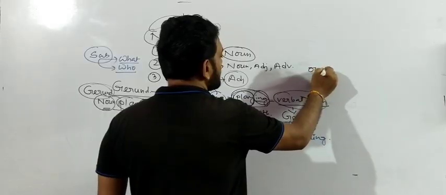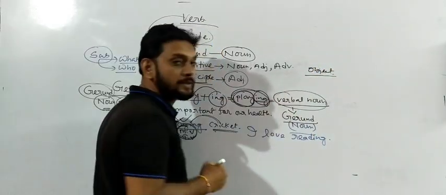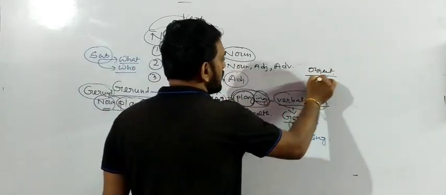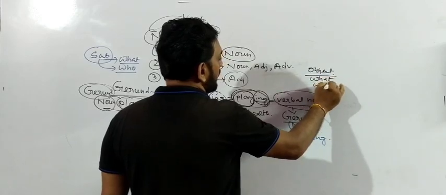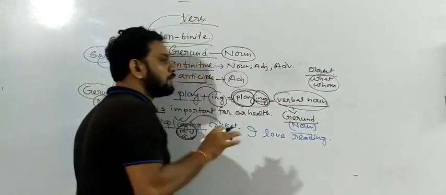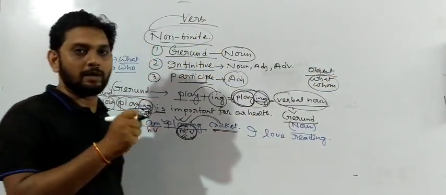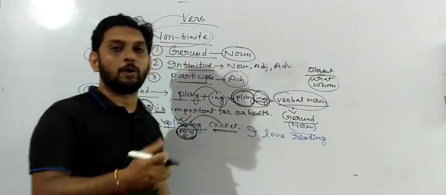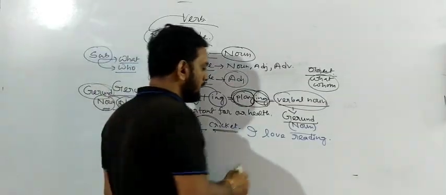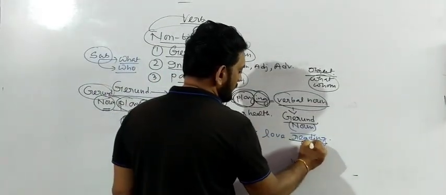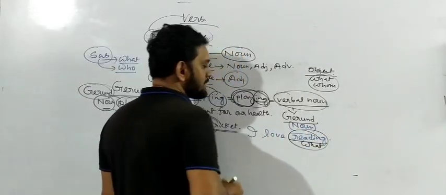How can you find out the object of a sentence? Using the question words what and whom. Whenever you use these WH question words, what and whom, you can easily find out the object of a sentence. Now in this question, I love what? You got the answer: reading.